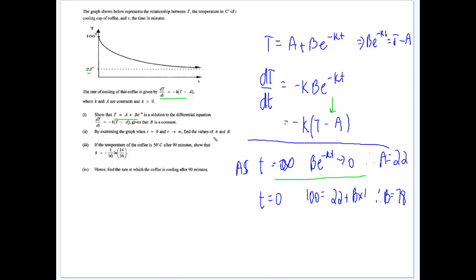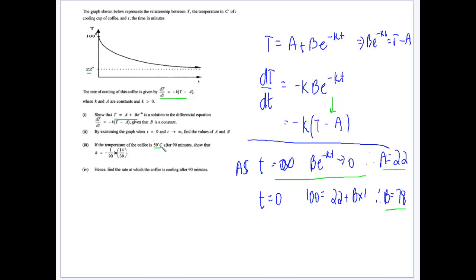And that's where we find the values of A and b. From the graph, when t is equal to 0, the temperature is 100. And as t approaches infinity, the temperature equals 22. So that's where we get our value of A being 22. And when t was equal to 0, e^(-kt) would be 1. So 22 plus b would be equal to 100. So b would equal 78.